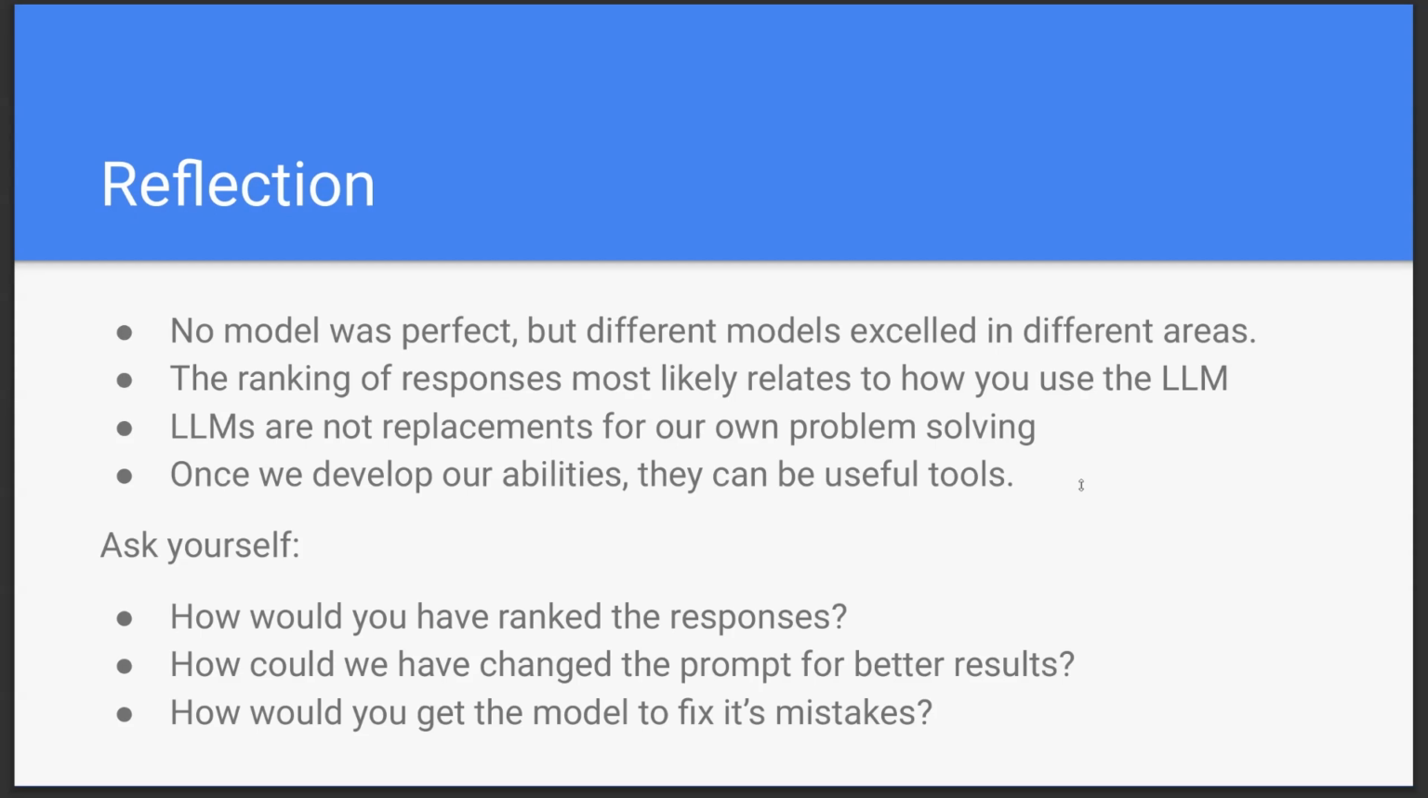So you should ask yourself, again, how would you have ranked the responses? And in particular, how could we have changed the prompt for better results? So we saw that ChatGPT had a close to accurate response and pretty good reasoning, but it wasn't very useful. Is there a way that we could have adjusted the prompt so that its response was more useful for a Calculus 2 student? And each of these models made mistakes. So how would you get the model to fix its mistakes? Could you ask it to adjust something or point it out to it? Think about how you would do that.